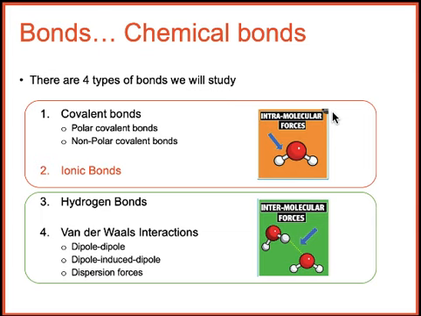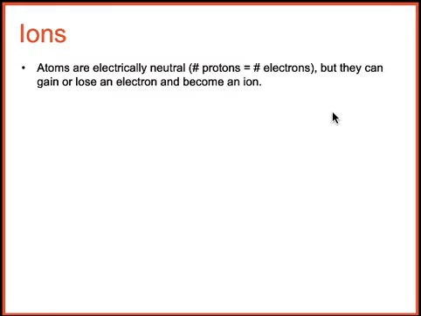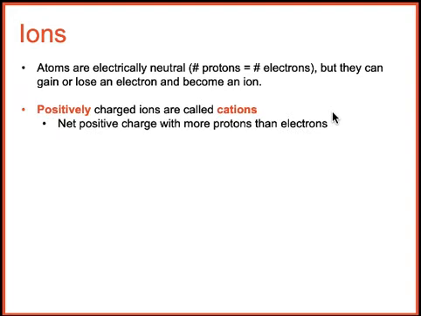What else? Now we're going to look at ionic bonds. So first, before we do that, we'll talk about some ion stuff. Ions, right? Atoms are electrically neutral, right? The number of protons and the number of electrons, when they're equal, that makes them neutral. But they can gain or lose an electron and become an ion. That's what we call an ion.